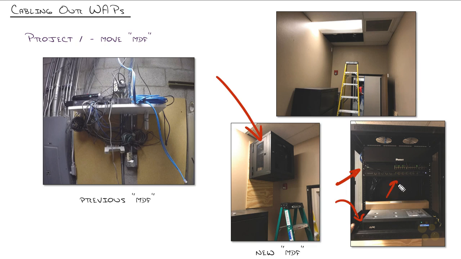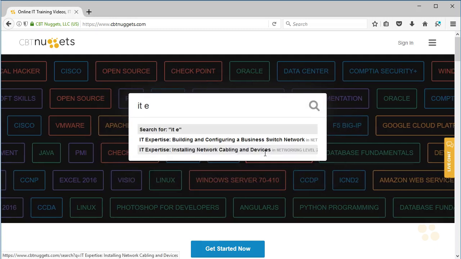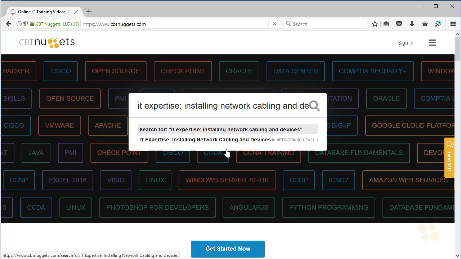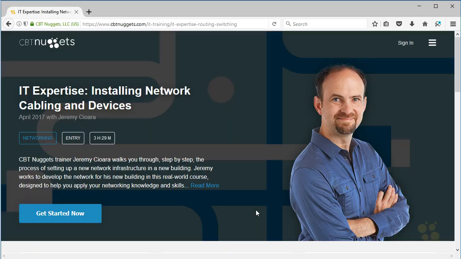It's all the same. So if you want to know how to set something like that up, head over to CBT Nuggets and look for IT Expertise, installing network cabling and devices. And if you're just getting started in the realm of IT, this series will give you everything that you need to get your foot in the door.